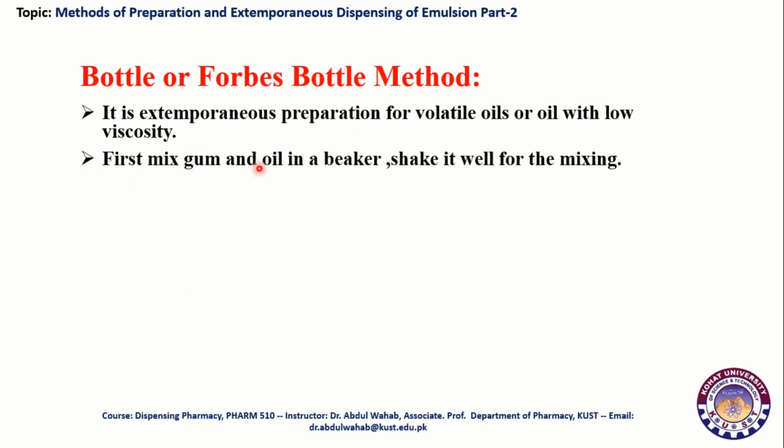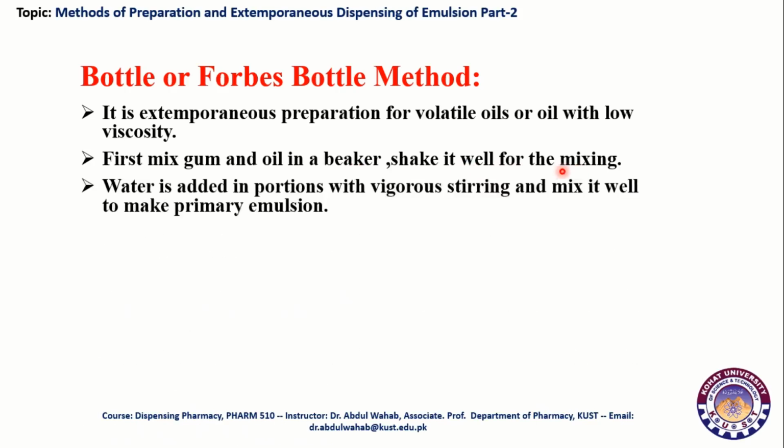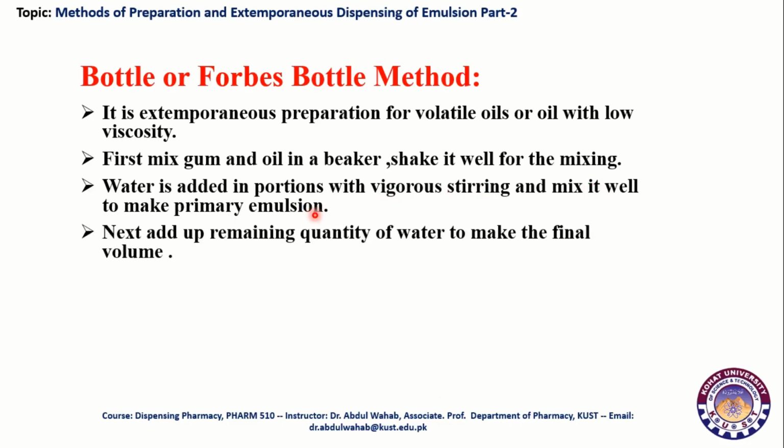First, mix gum and oil in a beaker. Shake it well for mixing. Water is added in portions with vigorous stirring and mixed well to make a primary emulsion. Then add the remaining quantity of water to make the final volume.